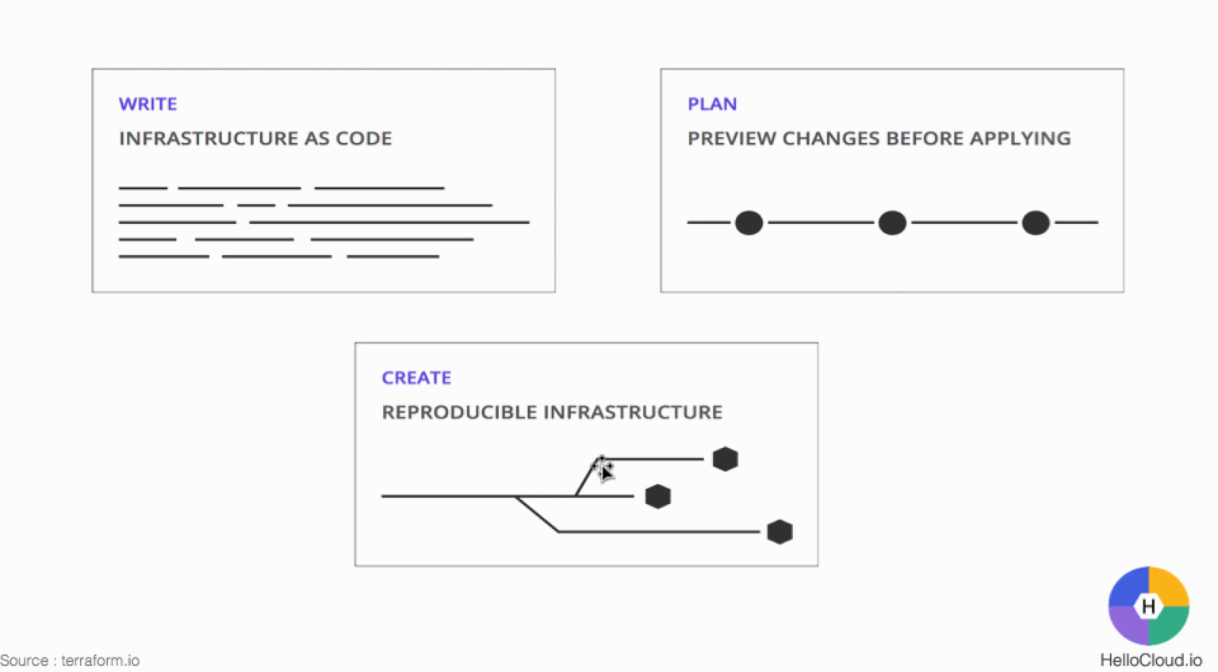And then create it. We can also use the same code and configuration in multiple places. For example, staging environment, a production environment, QA environments, dev environments, and etc. And then we can share the configuration across the teams and also the organizations. That's what they call reproducible infrastructure.